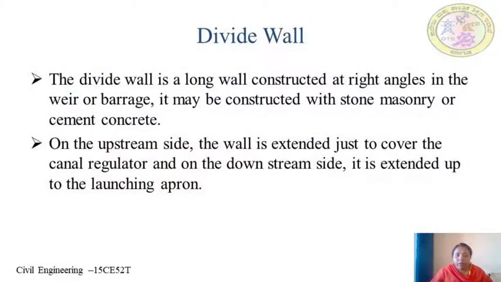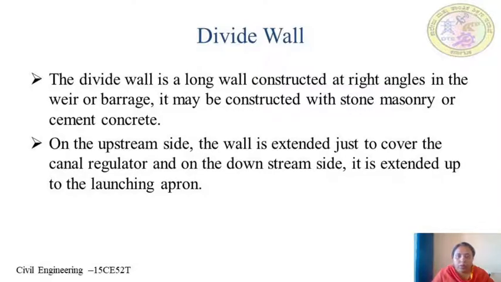Next, coming to the divide wall. A divide wall is a long wall constructed at right angles to the axis of the weir or barrage. It may be constructed with stone or concrete. On the upstream side, the wall is extended just to cover the canal regulator, and on the downstream side, it is extended up to the launching apron.